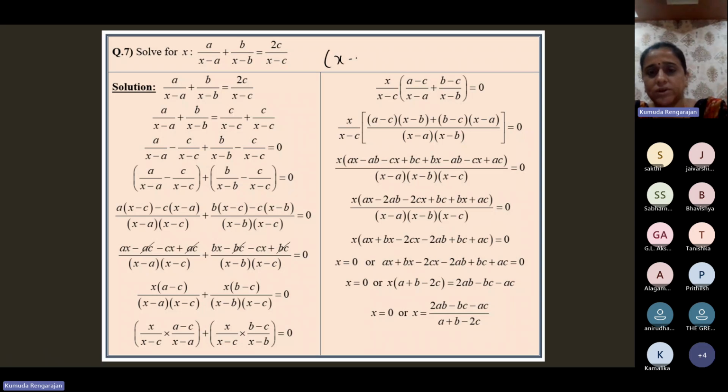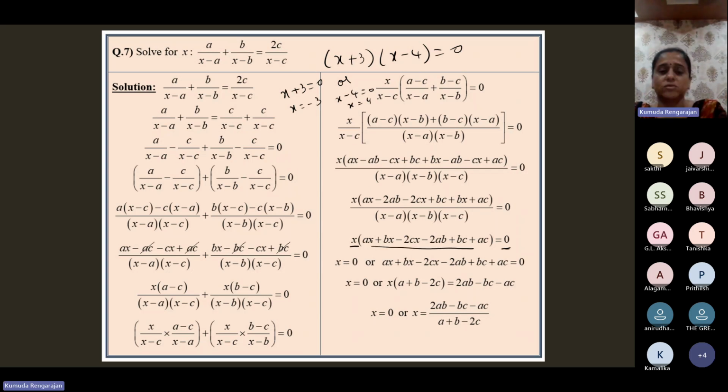If x plus 3 into x minus 4 is equal to 0, how do you proceed? You say x plus 3 is equal to 0, so x is equal to minus 3. Or x minus 4 is equal to 0, x is equal to 4. In the same way here, this product is 0, which means x is equal to 0, or this one is equal to 0.